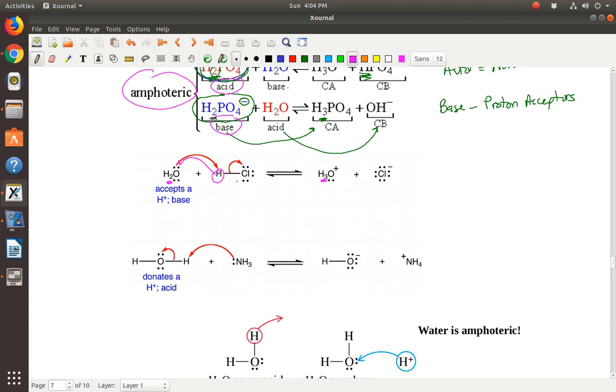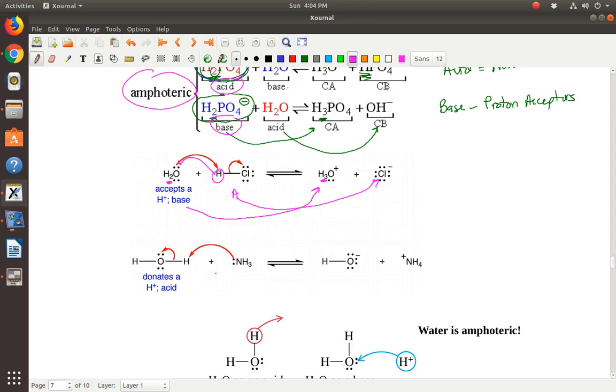Water is the base, rather. It accepted the proton. So hydrochloric acid is the acid. It donated the proton, and water was the base. So the acid made the conjugate base, and the base made the conjugate acid.